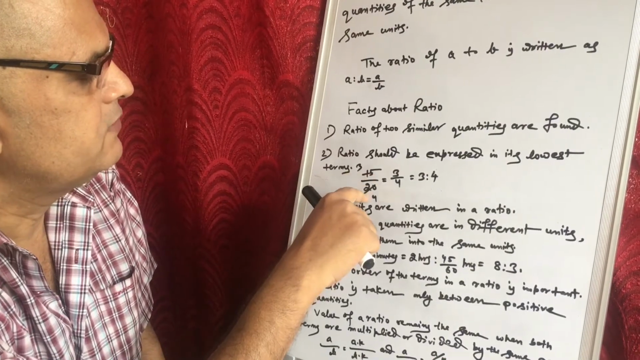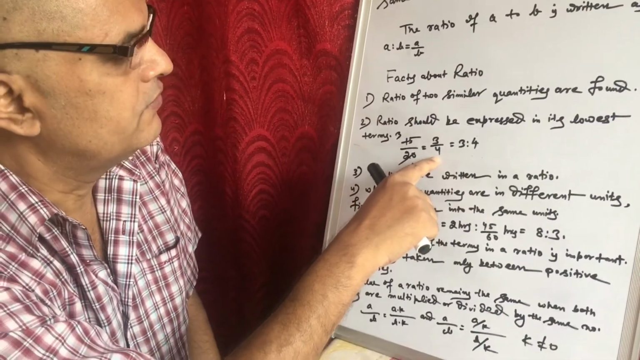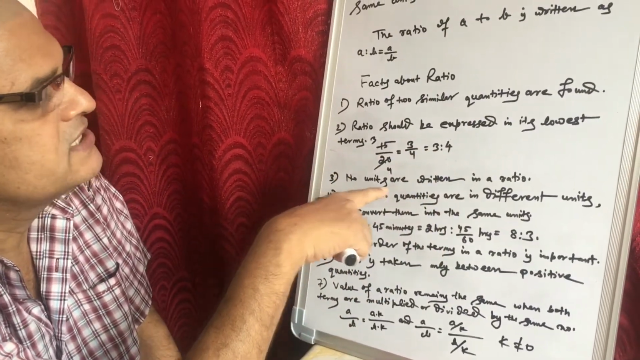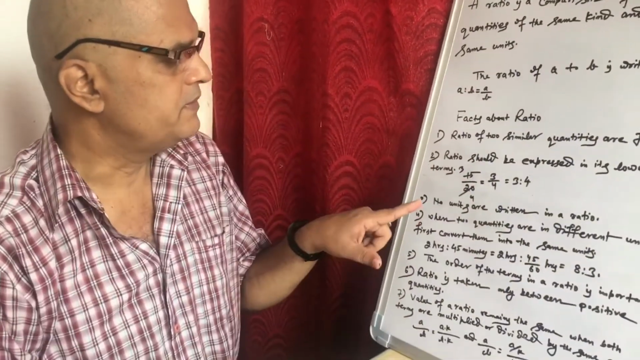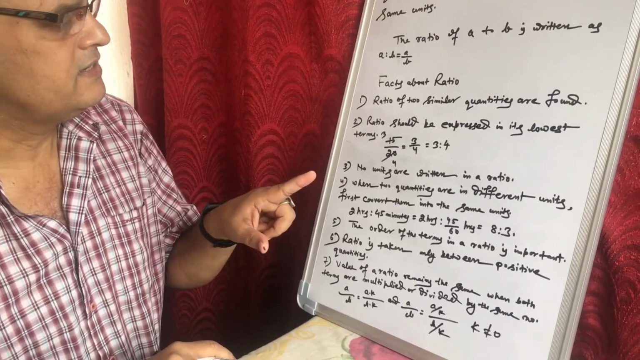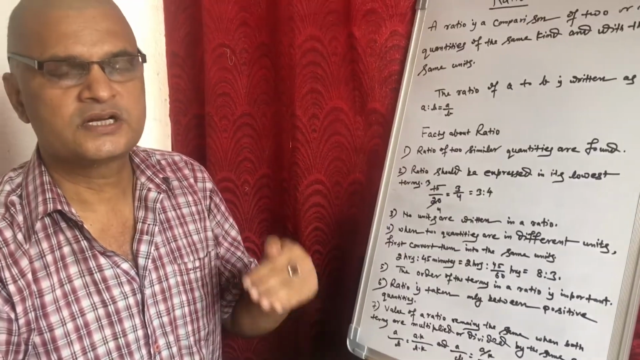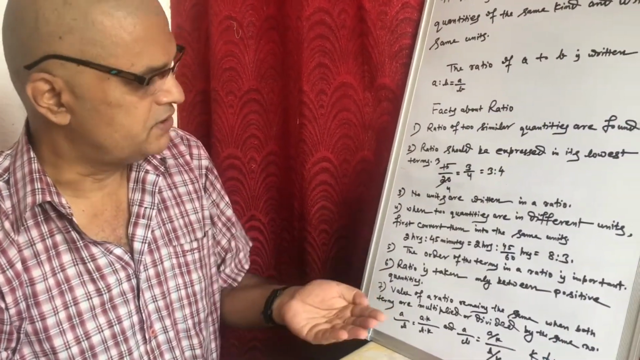That is 15 by 20. I have to write it like 3 by 4, that is 3:4. No units are written in a ratio. In the ratio, units are not mentioned. When two quantities are in different units, my first duty is to convert the quantities to the same units.